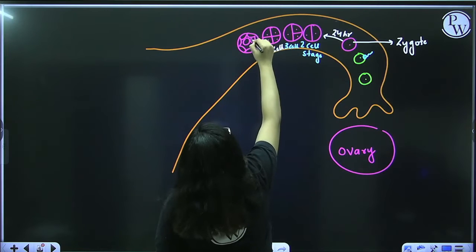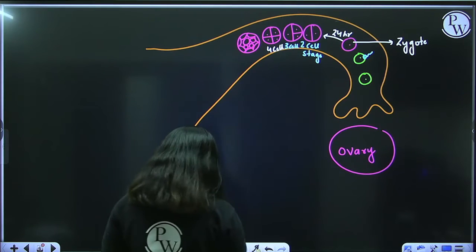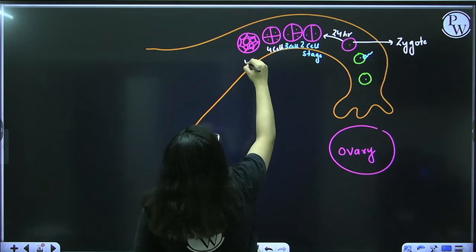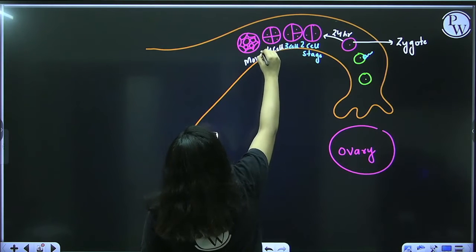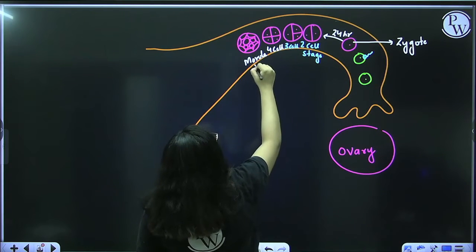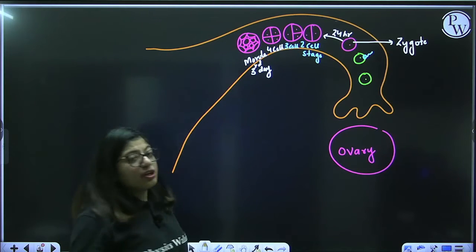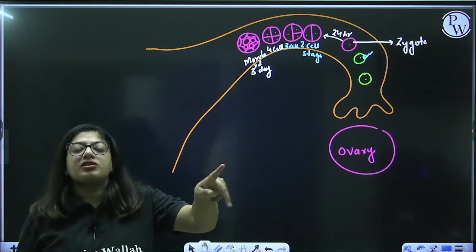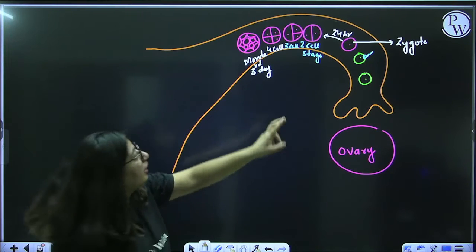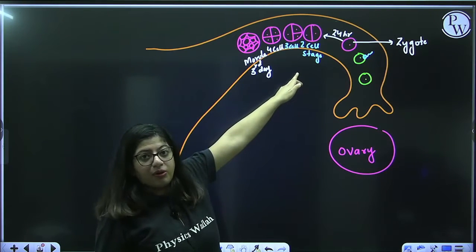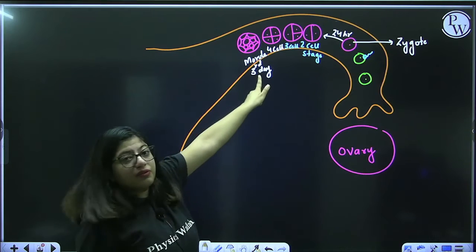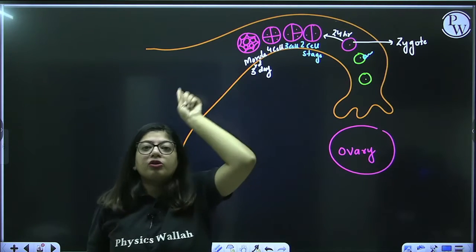8 to 16 cell stage will be formed, and this stage has a name. It is the early embryo known as morula. Morula is generally formed on the 3rd day after fertilization. After 24 hours of fertilization, that means on the 2nd day, your 2 cell stage has been formed, and after 24 hours of that, the morula will be formed on the 3rd day.